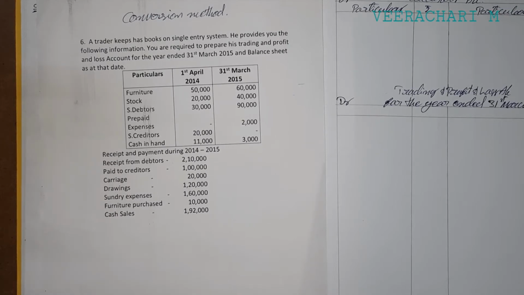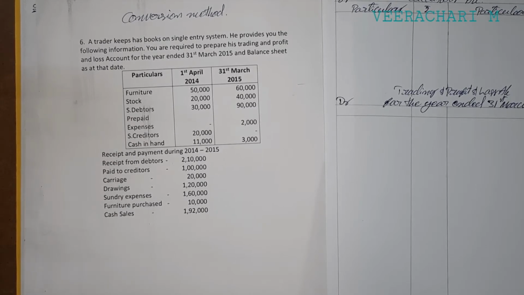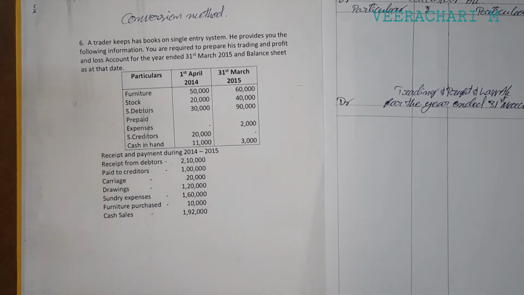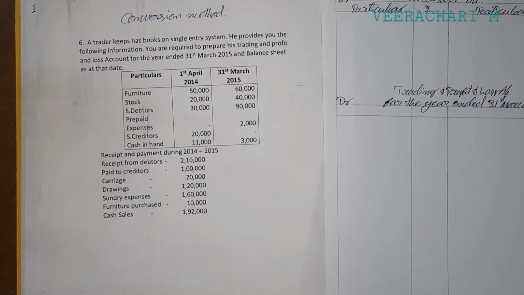This is the conversion method. With this conversion method, we compute actual profit, that is real profit. So in this question we should be prepared. Each and every point should be analyzed, and we should create some new ledger accounts also. In this conversion method we should create new ledger accounts, whatever is related to our question.